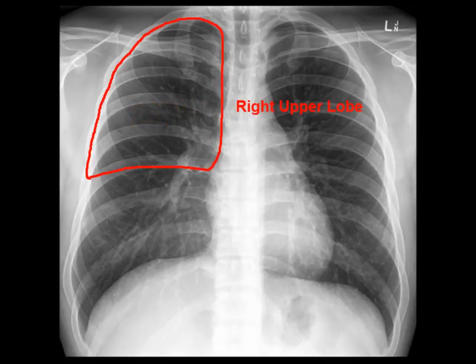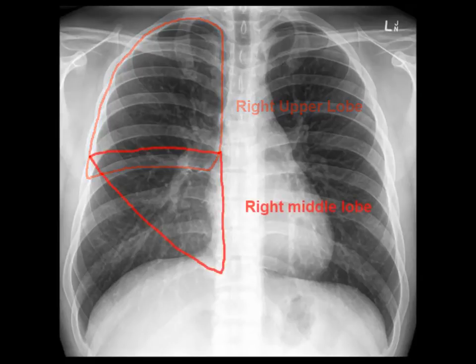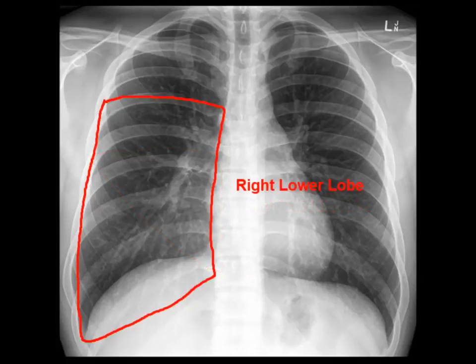Now onto the lung fields, and we'll start with the lobes. I've outlined roughly where each lobe is located on the film. First the right upper lobe, then the right middle lobe, which touches the right heart border, and the right lower lobe, which touches the right hemidiaphragm.